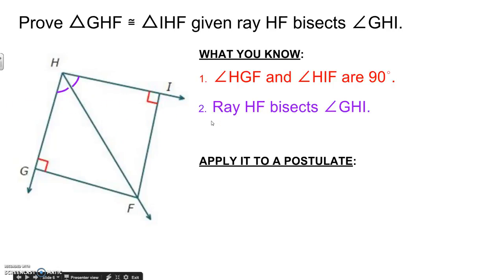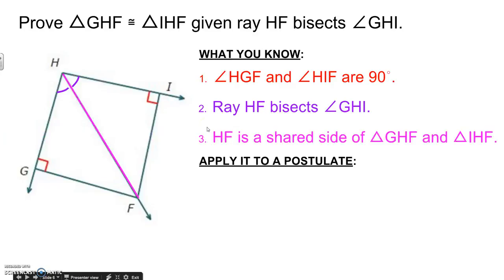Another thing is that ray HF bisects GHI. And remember from our definition, bisect means that it separates it into 2 equal parts. So GHF and IHF are going to be congruent. And HF is a shared side. We think about right here, it splits the middle, and it's shared between these 2 triangles.